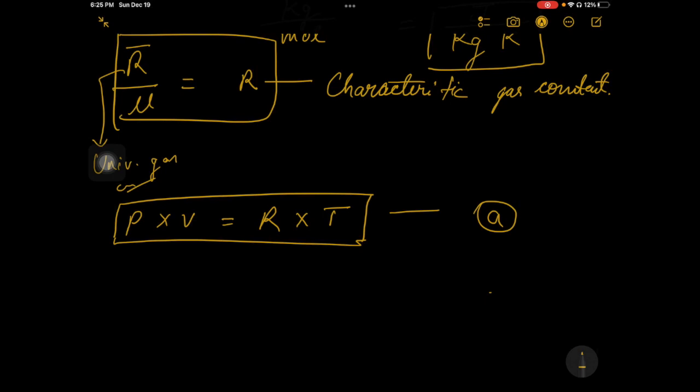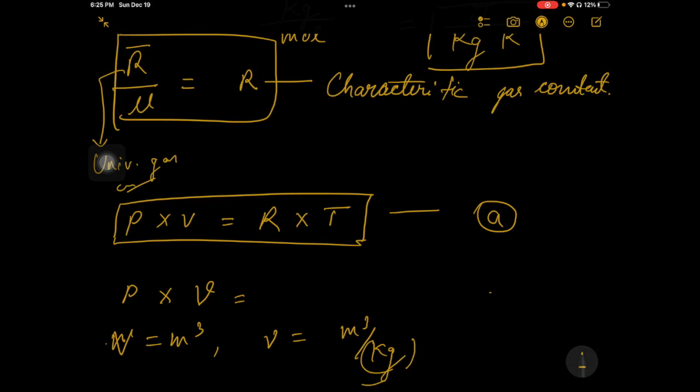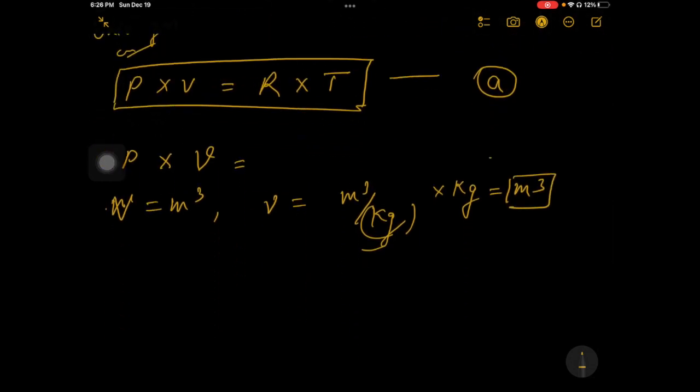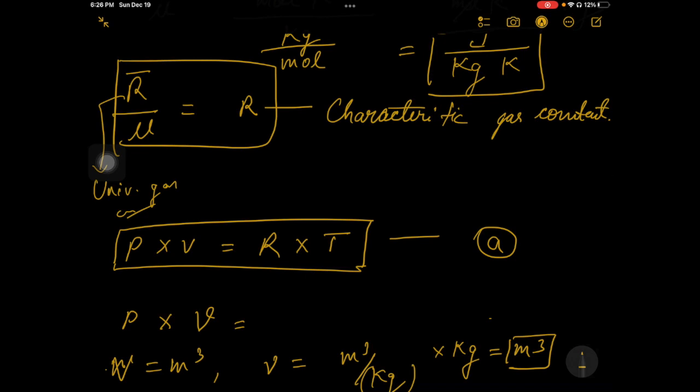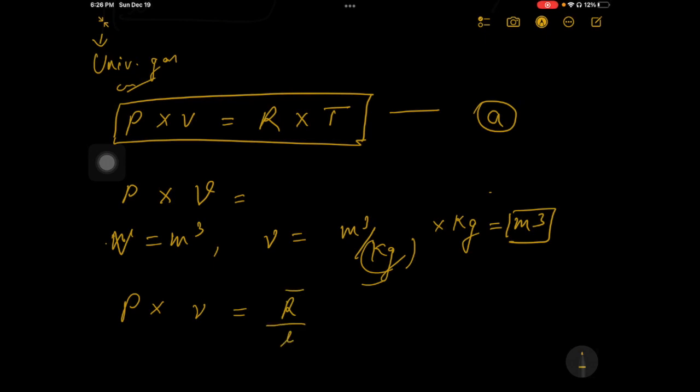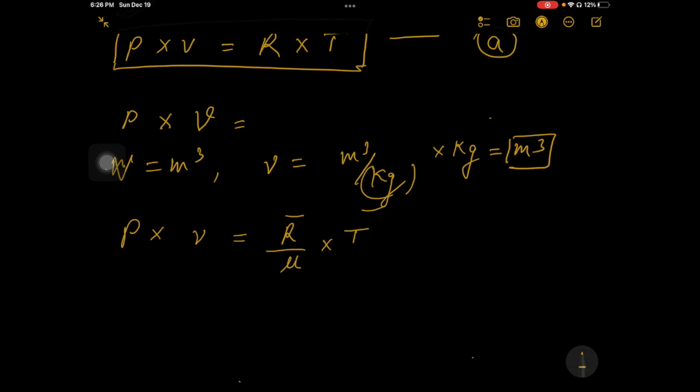If my volume size is given, if I have pressure and if I have total volume V, capital V, the unit of V will be meter cube, and specific volume v is meter cube per kg. So you need the total mass to multiply with, and this will become meter cube here. To simplify this equation, I'm taking equation A. I'll keep this here as v, but instead of R, I use the relation R is equal to R bar by mu. So I just place R bar by mu into T. Now, P into specific volume into mu is equal to R bar into T.